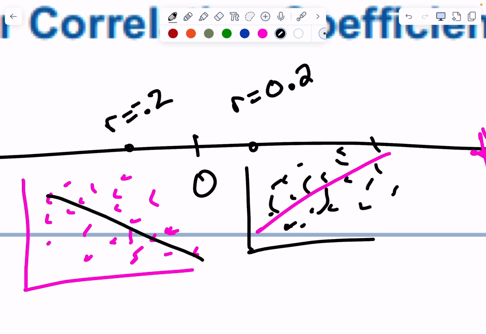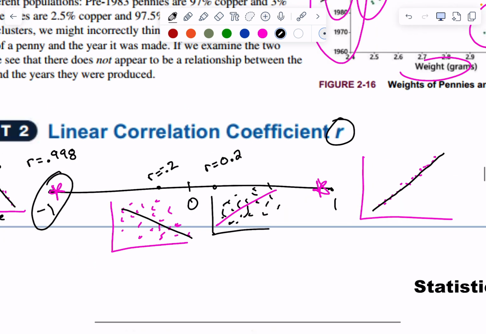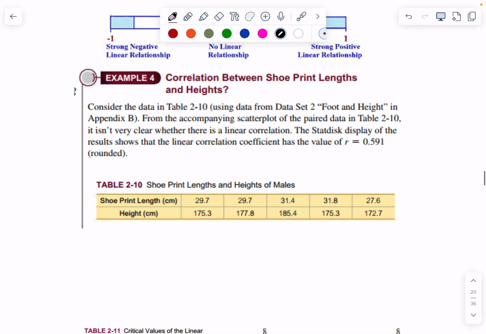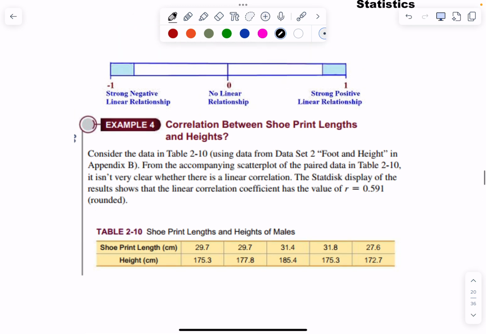Now, how do we get an R value? We plug our data points into some sort of technology, and it will spit out an R value to us. Google Sheets. Google Sheets is what we're going to do here in a little bit. So an R value. All right. They're going to have us do some stuff here.